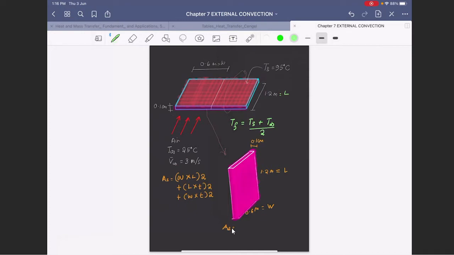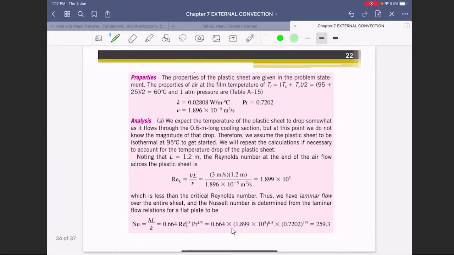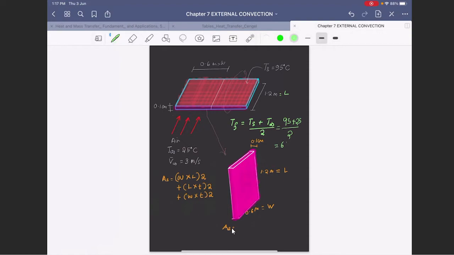So now, but before that, you have to evaluate the properties of the air at the film temperature. Betul tak? This is your film temperature. The film temperature is the surface temperature 95 plus the air temperature 25, divided by 2. So your film temperature is apa? 60 degrees Celsius. Quite easy lah, 60 degrees Celsius.